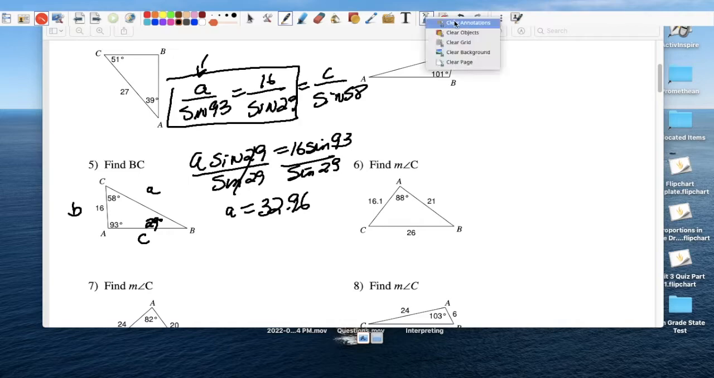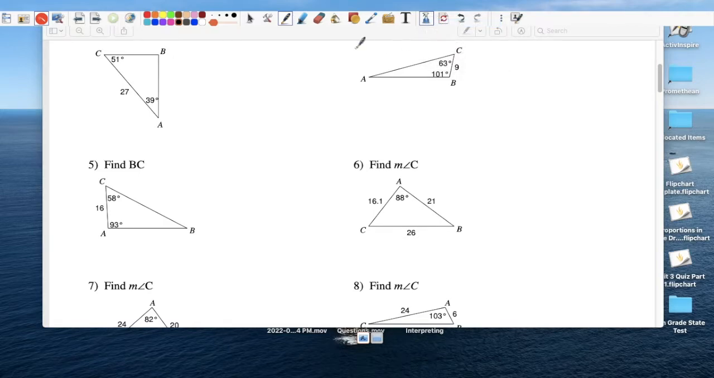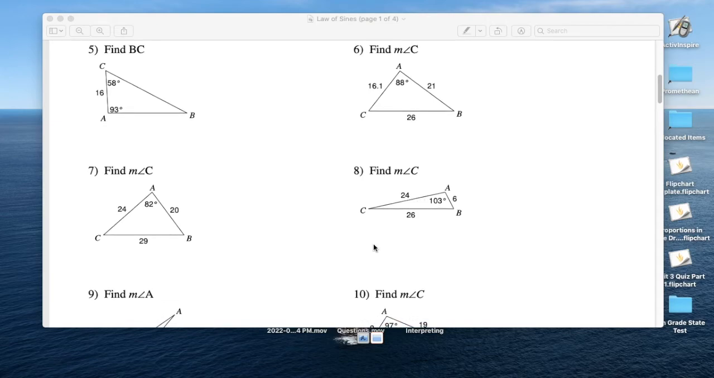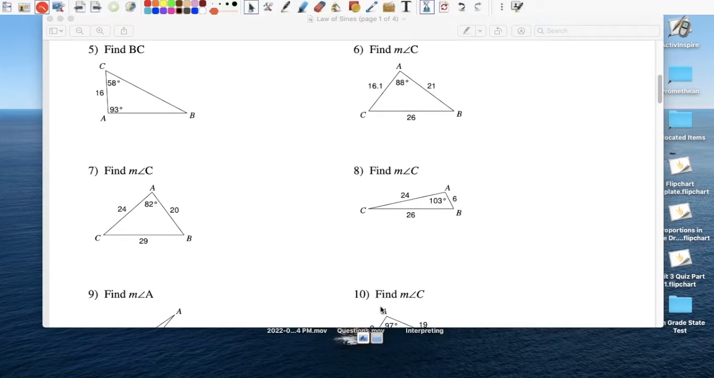Okay. 5 is done. What's the next problem? 8. Okay. So 8. Same thing. Label first. Little a, little c, little b, and we want angle C. We want this angle right here.